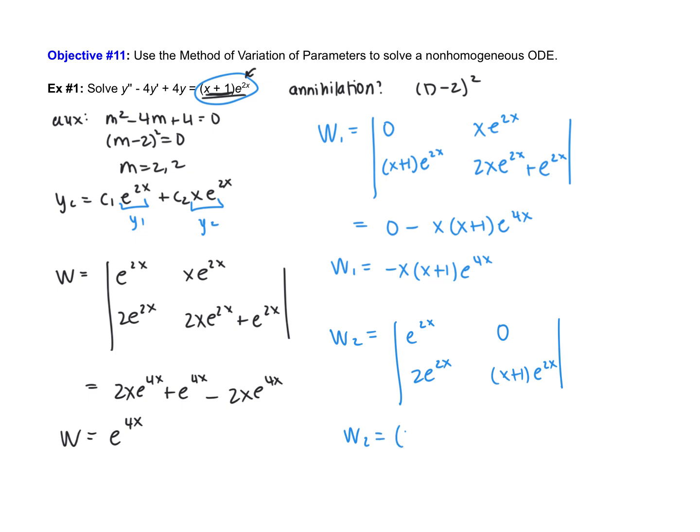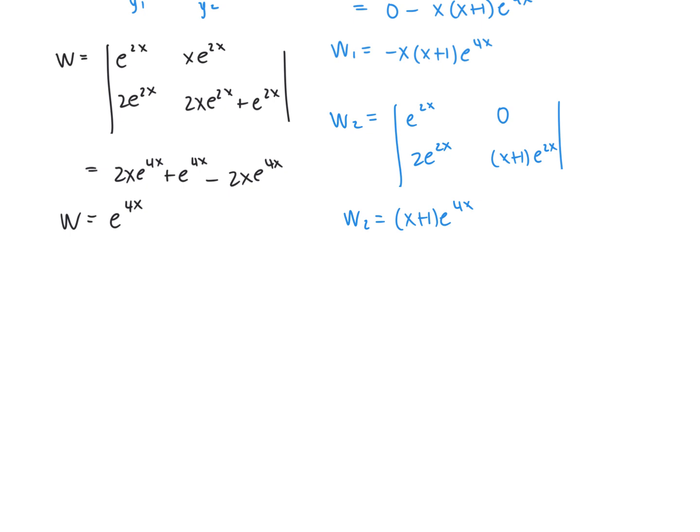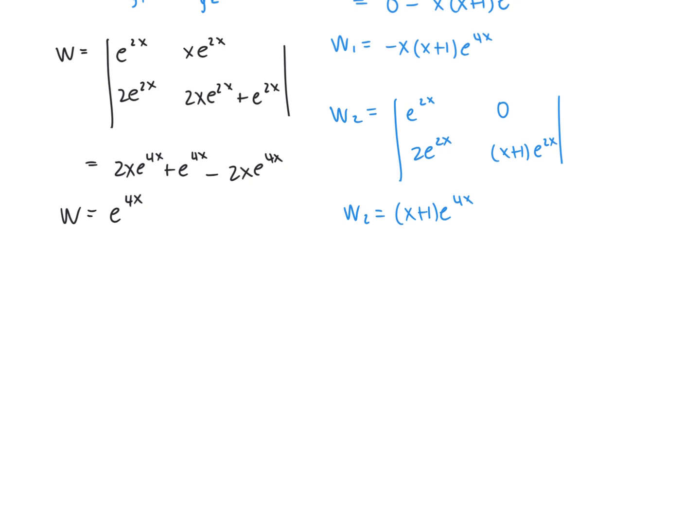So w2 then ends up being x plus 1 e to the 4x. Okay, so next thing that we're going to do then is my u1 prime is going to be w1 divided by w. So that w1 is the negative x plus 1, e to the 4x. And I'm dividing that by e to the 4x. So my u1 prime ends up being negative x plus 1. So that's what I'm going to integrate then.